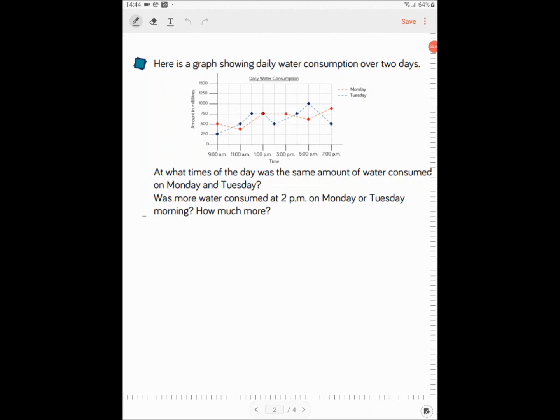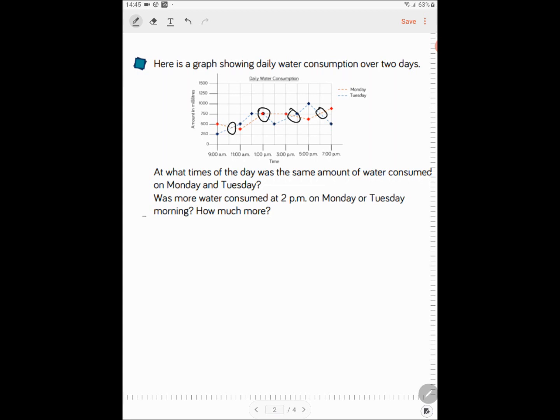Okay, so this graph is actually showing two pieces of information. It's a really useful way of showing it on a line graph that you can put two sets of data together so you can compare them easily. So if we're looking at this one, the red line is Monday and the blue line is Tuesday. There's a lot of information contained on here, but it shows us the way that the data can be compared and contrasted. So at what times of the day was the same amount of water consumed on Monday and Tuesday? You're looking for a point at which they crossed. So we have a point here where it crossed, here where it crossed, here where it crossed, and here where it crossed.